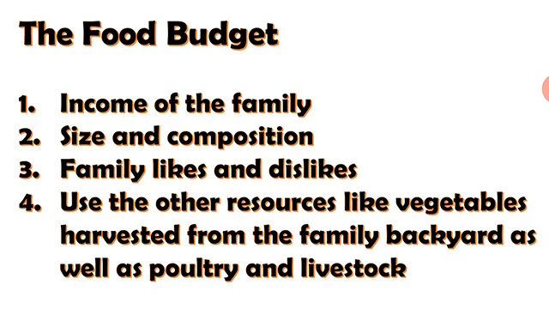Next is size and composition. It depends on how big the family is. For a small family, you can just allot a small amount of money. For 8, 9, or 10 members, when you talk about size and composition, you will not only talk about the number of members, you will also consider their age and sex, females or males, because males eat more than females, and of course age. The older they are, it means that they eat more compared to the younger members of the family.